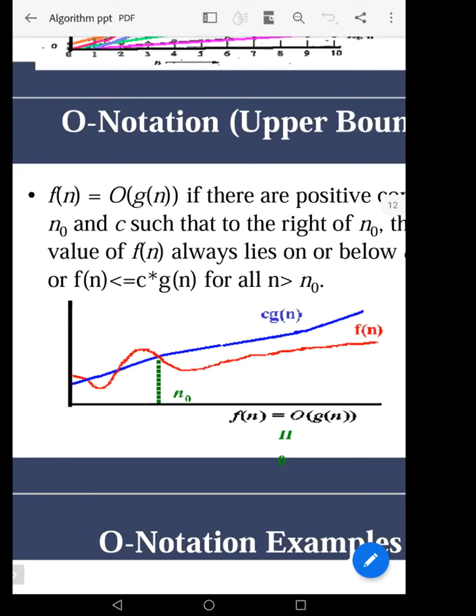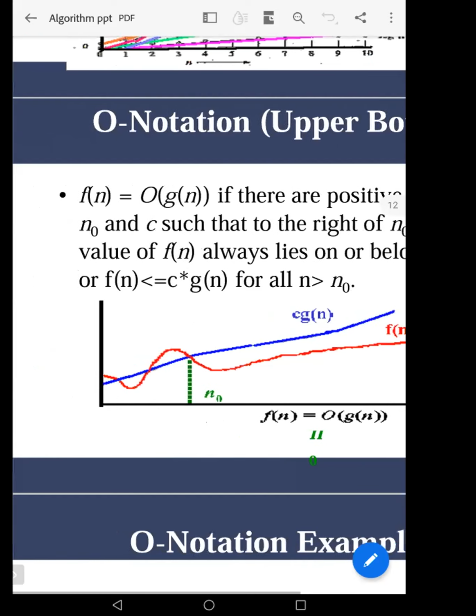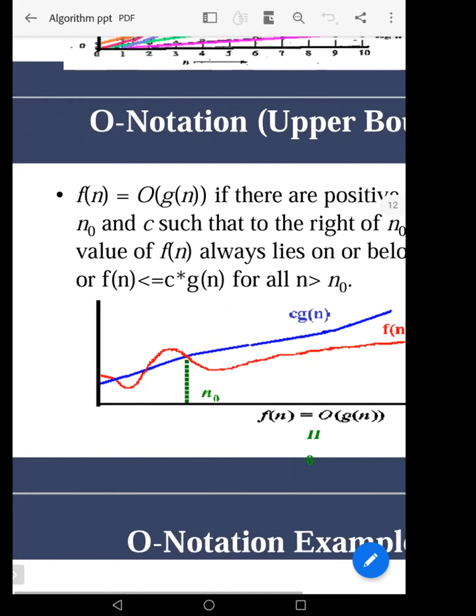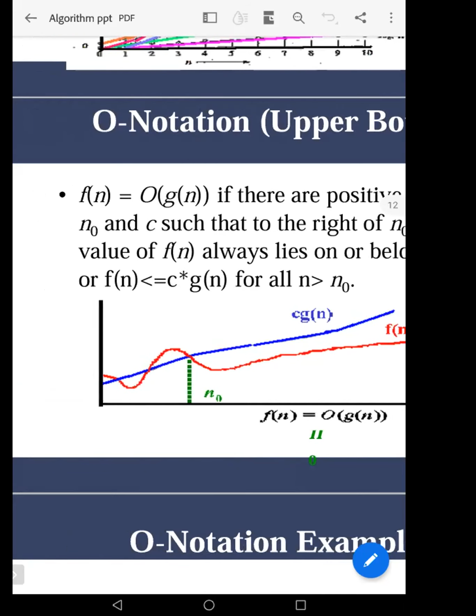So f(n) is said to be big O of g(n) if there are positive constants n0 and c such that f(n) is less than or equal to c·g(n), where c and n0 both are positive constants. Positive constant means both are greater than 0, and n is greater than or equal to n0.